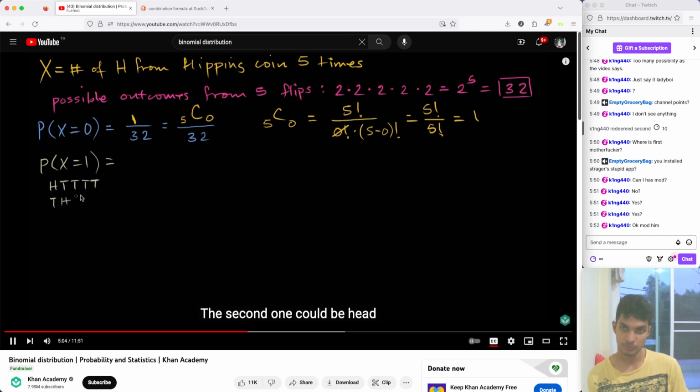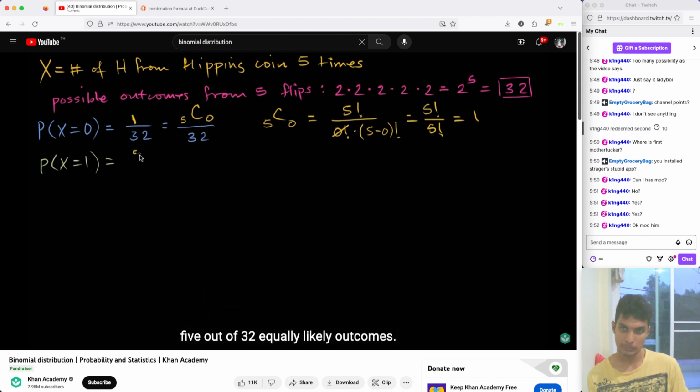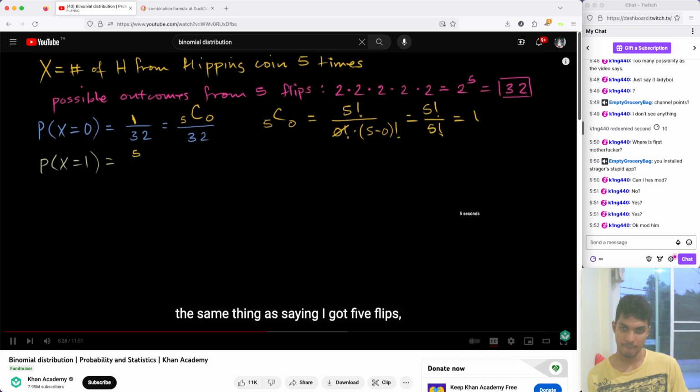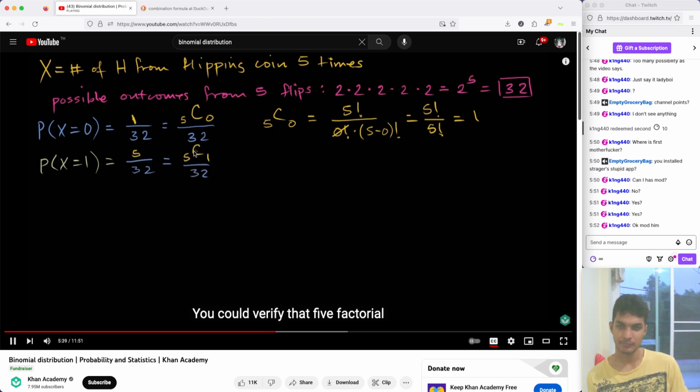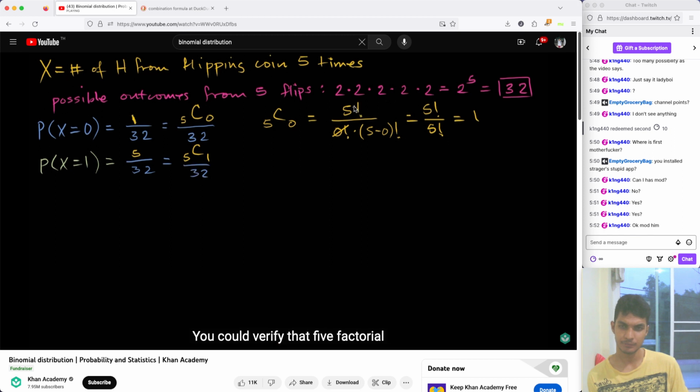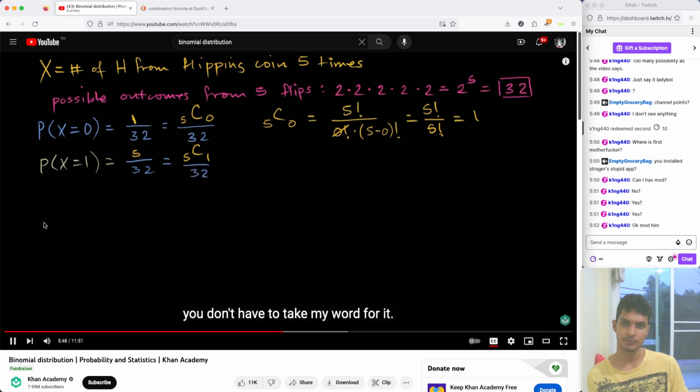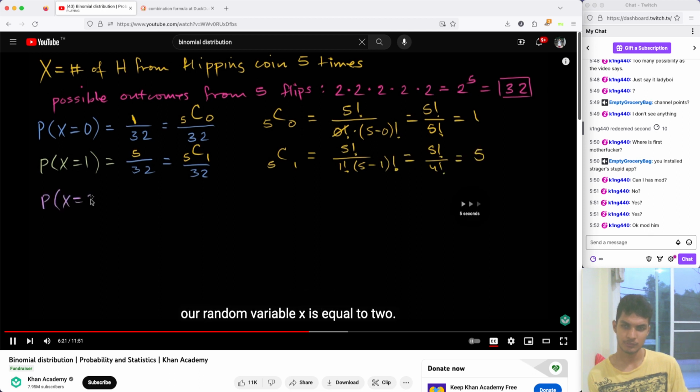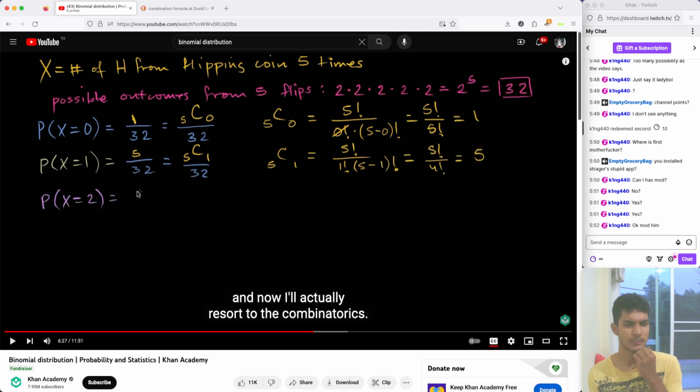The second one could be heads, and then have that one head. 5, which of course is the same thing. This is going to be equal to 5 out of the 32. And you could verify that 5 factorial over it is equal to the combinatoric. 5 choose 2 is what?